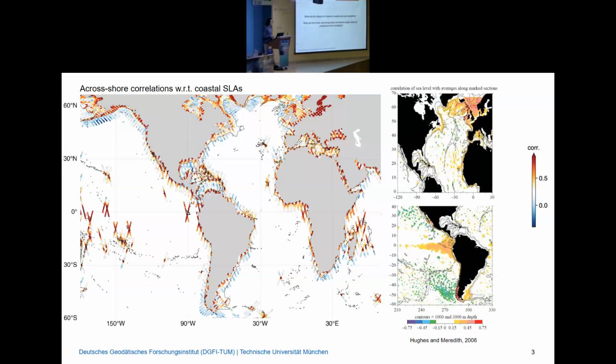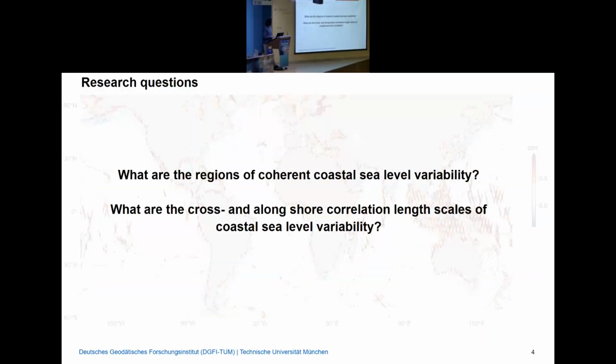However, we think it's not yet systematically explored and identified how these correlation patterns are defined and what the across and alongshore correlation scales are. So we would like to explore this in this work, and we also use coastal sea level products, which are well suited to discover this. First of all, we wanted to understand if we could cluster the coastal sea level variations into regions which share a lot of variability.